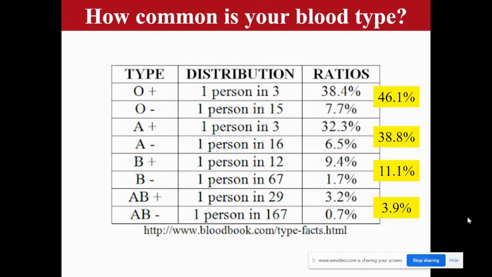So most people, if you look at the distribution, most people are going to have either O positive or A positive blood. And then it goes to B positive, and then other ones fill in.